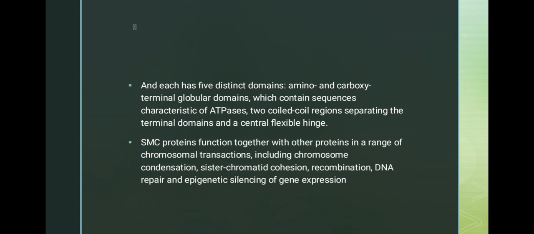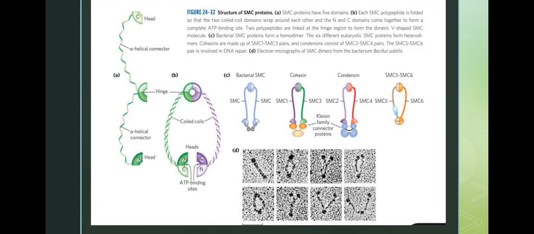Each has 5 distinct domains: amino and carboxy terminal globular domains, which contain sequence characteristics of ATPase, 2 coiled coil regions separating the terminal domains, and a central flexible hinge. SMC proteins function together with other proteins in a range of chromosomal transactions, including chromosome condensation, sister chromatid cohesion, recombination, DNA repair, and epigenetic silencing of gene expression. So this is the structure of SMC proteins. Head, helical connector, hinge joint, alpha helical connector, and head region.